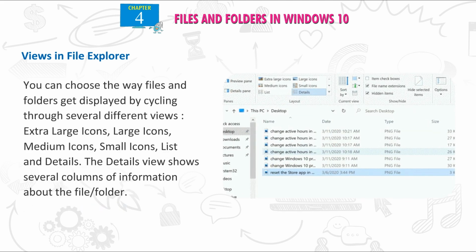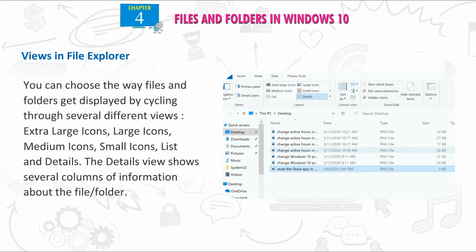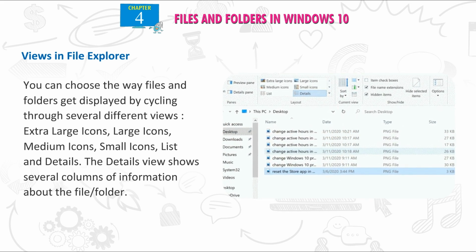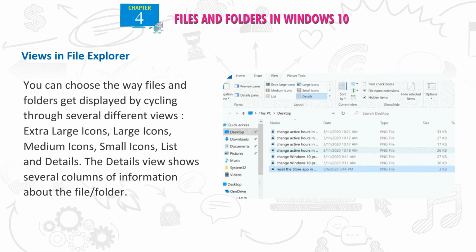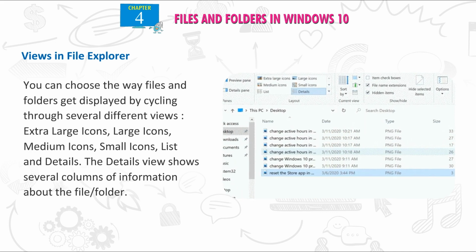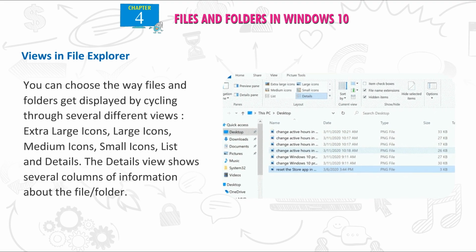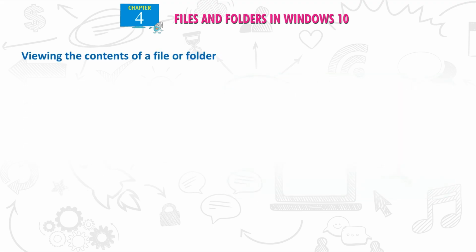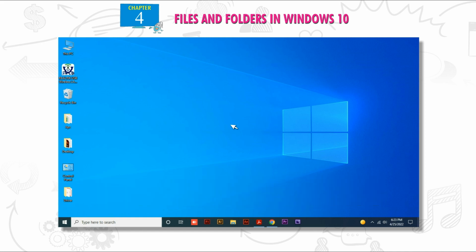You can choose the way files and folders get displayed by cycling through several different views: extra large icons, large icons, medium icons, small icons, list and details. The details view shows several columns of information about the file or folder. Viewing the contents of a file or folder. To view the contents of any file or folder, follow these steps.